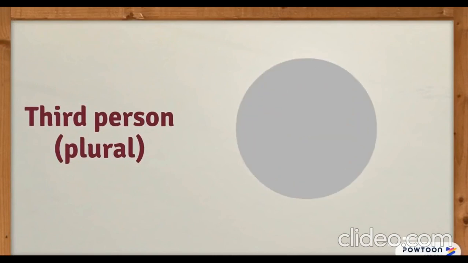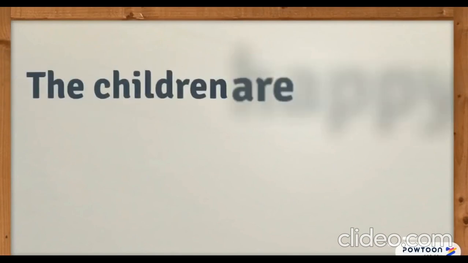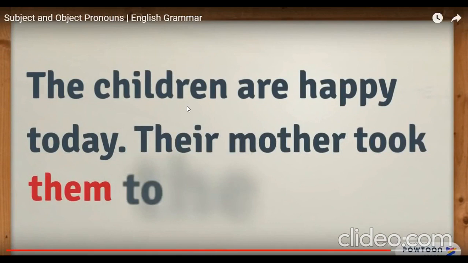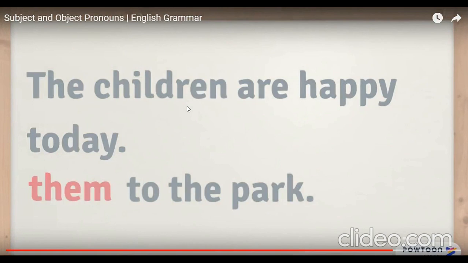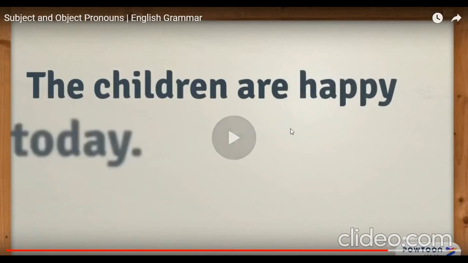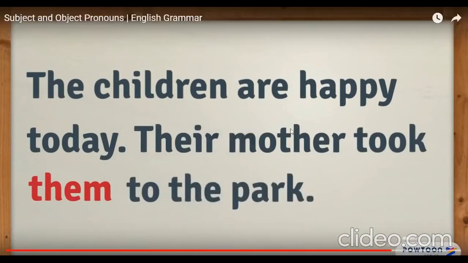They. اوكي طب شو بصير بداي they بتصير them. It becomes them. The children are happy today. They. The children are happy today. Their mother took them to the park. Their mother took. لأن them is at بمكان they.